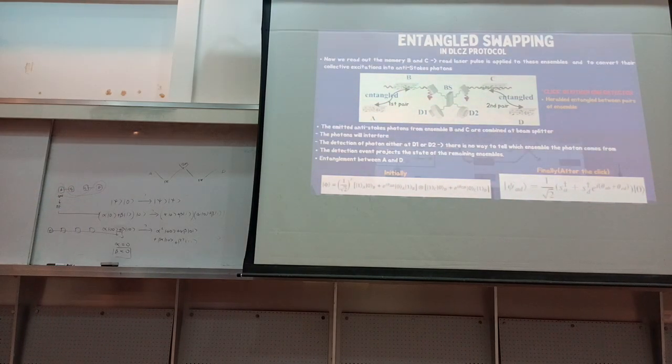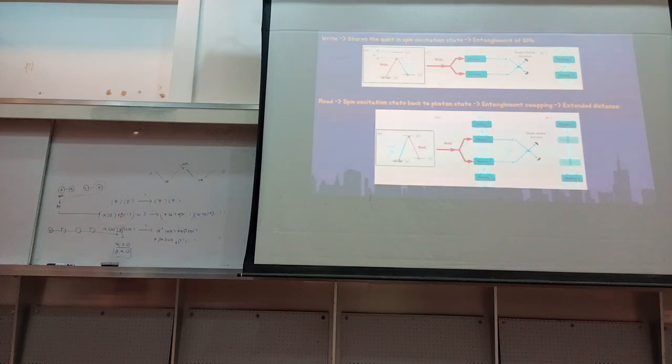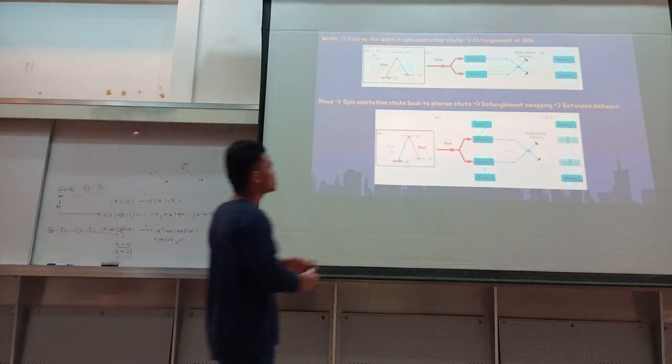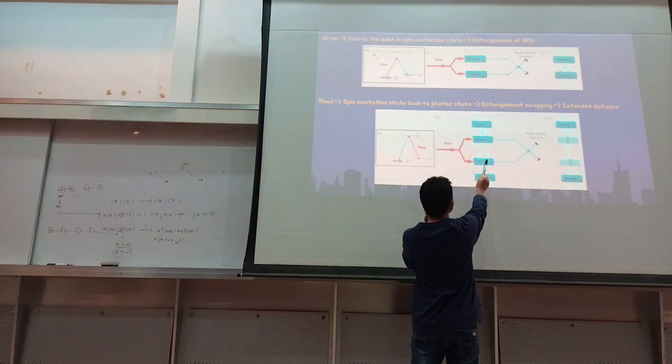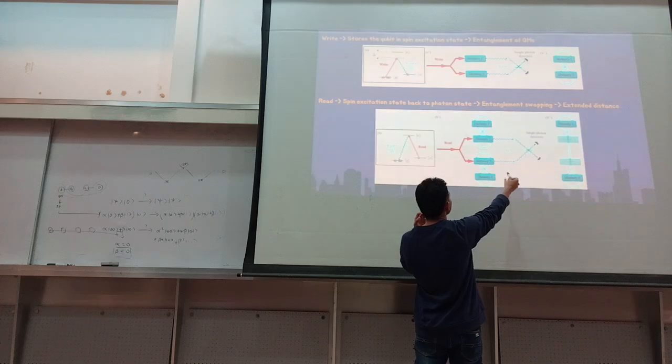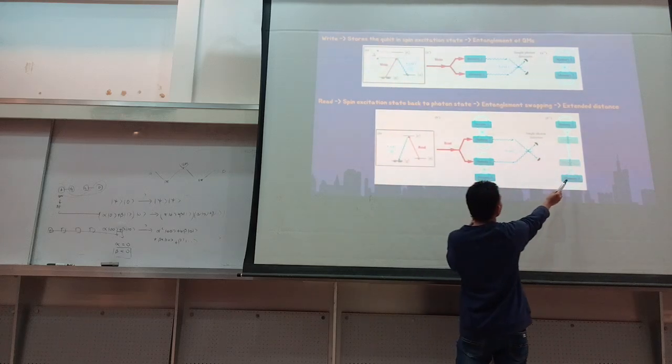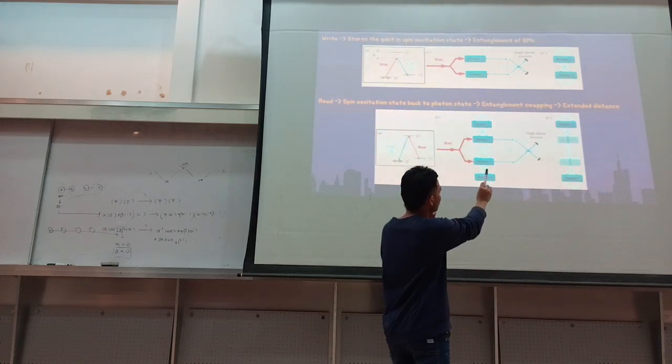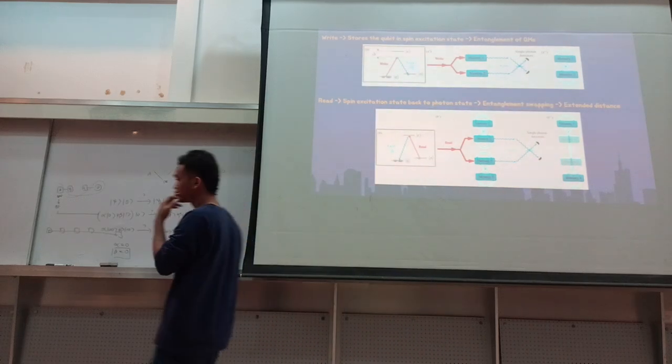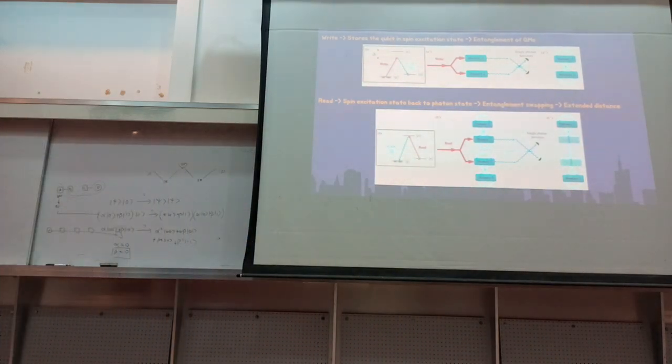Okay, so I think this is the summary of what we have done. Write stores the qubit in the spin excitation state. Then we do entanglement. After that, we do the read procedures. Then entanglement swapping, and then we can extend. So see, this is the memory where we do the Bell state measurement, and the ones which entangle in the end eventually are memory 1 and memory 2 over here. Yeah. So after the Bell state measurement, this is the summary.